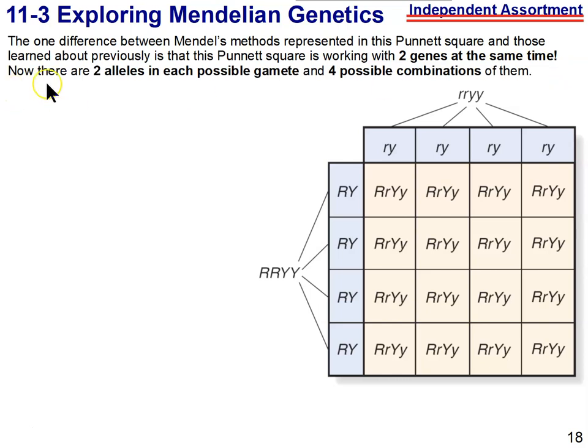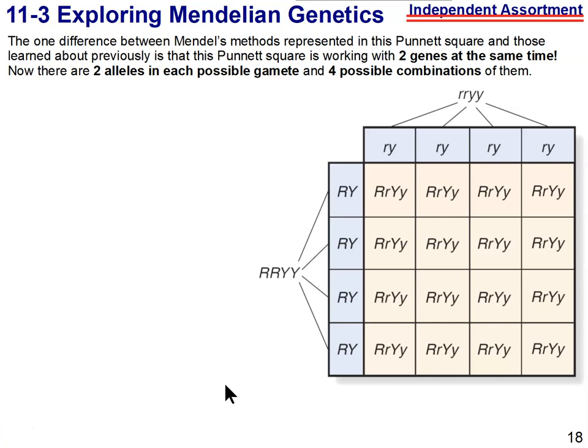So there are two alleles in each possible gamete and four possible combinations, right? Remember that what's along the top and the side of a Punnett square are possible gametes and the alleles that we have in these possible gametes. Well, now that we're dealing with two genes, that means there are four possible combinations of alleles in each gamete. So that means a 16 square Punnett square.